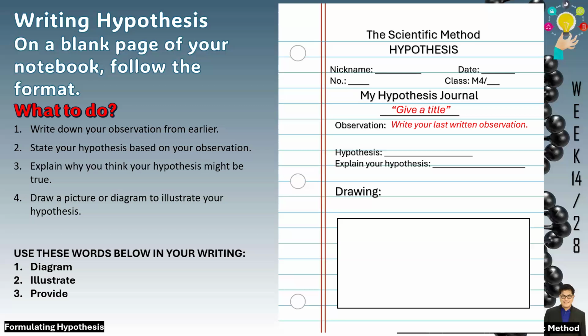Write down your observation from earlier. Okay, so you have to go back from your observation. That's why I asked you before to make your own observation, because you are going to use them again. State your hypothesis based on your observation. Of course, you are going to use your observation for formulating the hypothesis. Also, the question that you created before, you are going to use this as well.